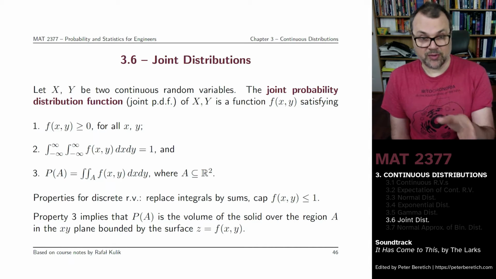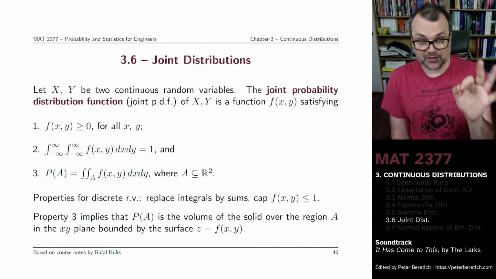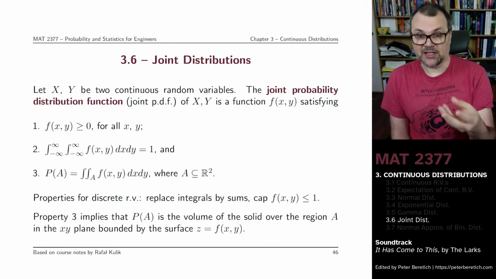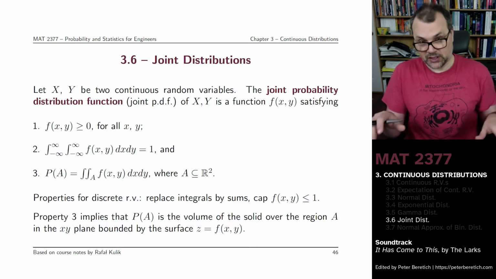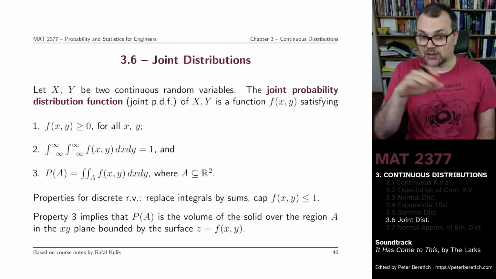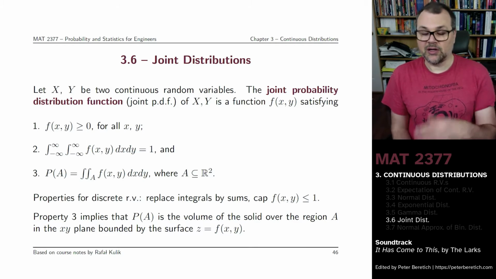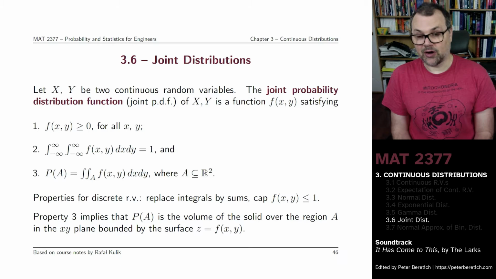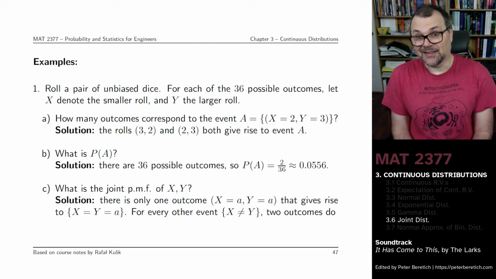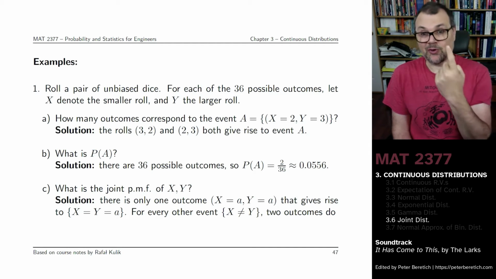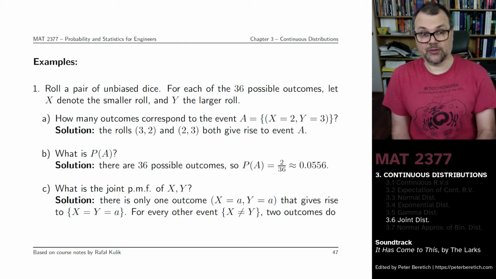So let me remind you here what this third property says. The probability of an event would be the volume of the solid over the region in the xy plane that's bounded by the surface given by the joint PDF. That's the drawing I tried to draw. It's the same idea as what happens when you only have one continuous variable.